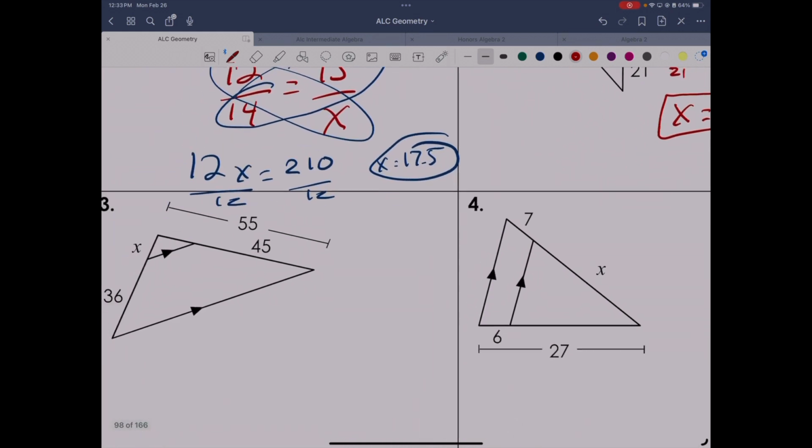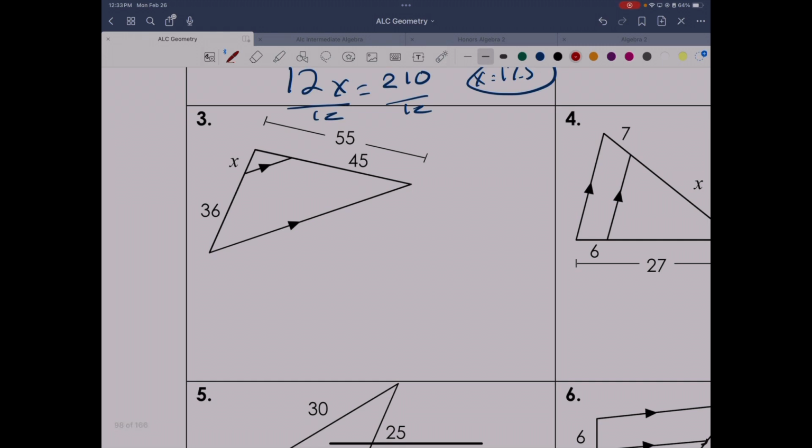If we look at question number 3, question number 3 now doesn't have parts and parts. It's got x and 36. So the small part is x. The big part is 36. But now I need to know this part right here. I know this part down here is 45. I know the whole thing is 55. So what's this little part right here? 45 plus what is 55? 10. So that part is 10. 10 plus 45 is 55.